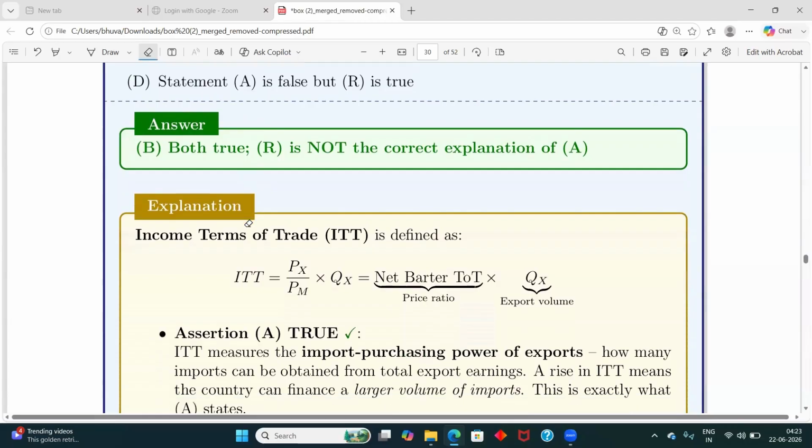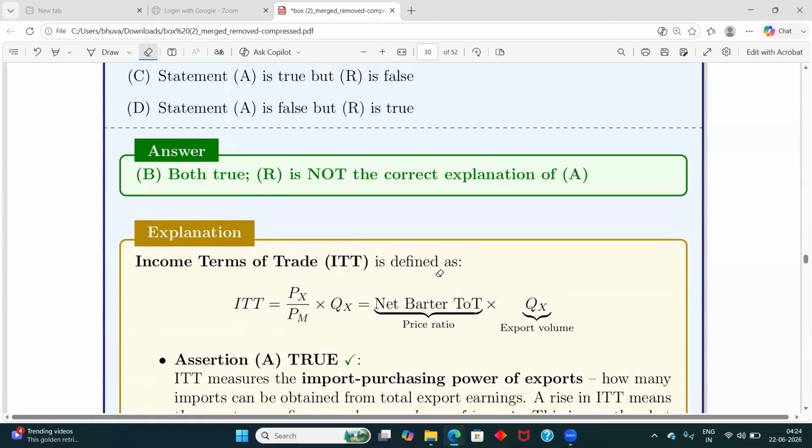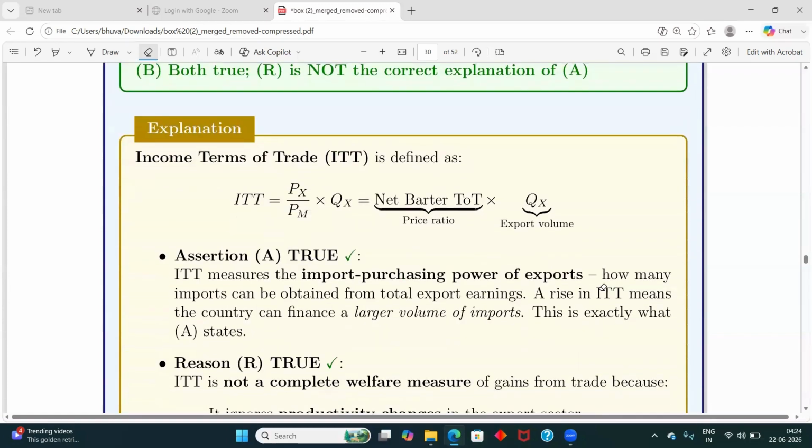Let's see. The assertion is true. It measures the import purchasing power of exports: how many imports can be obtained from the total export earnings. A rise in income terms of trade, ITT, means the country can finance a larger volume of imports. This is exactly what is stated in the assertion.